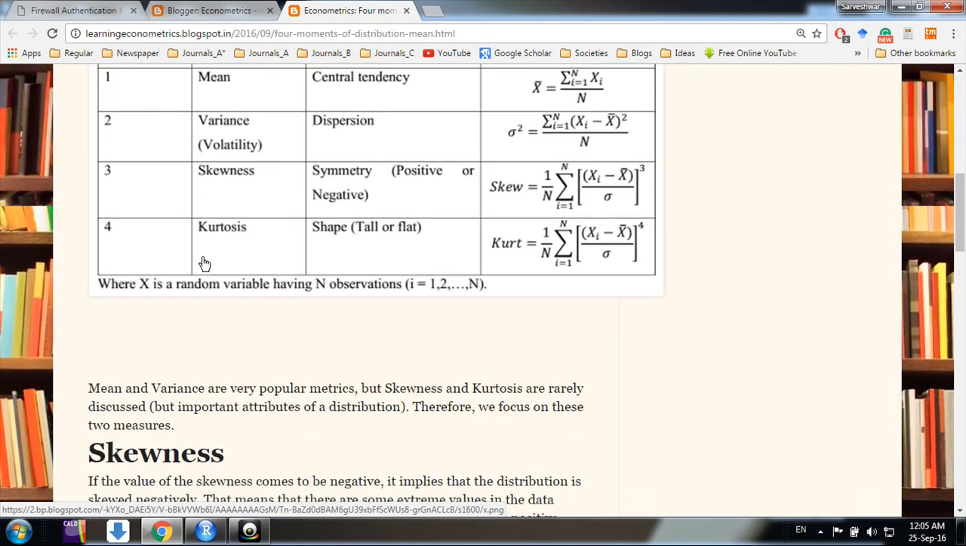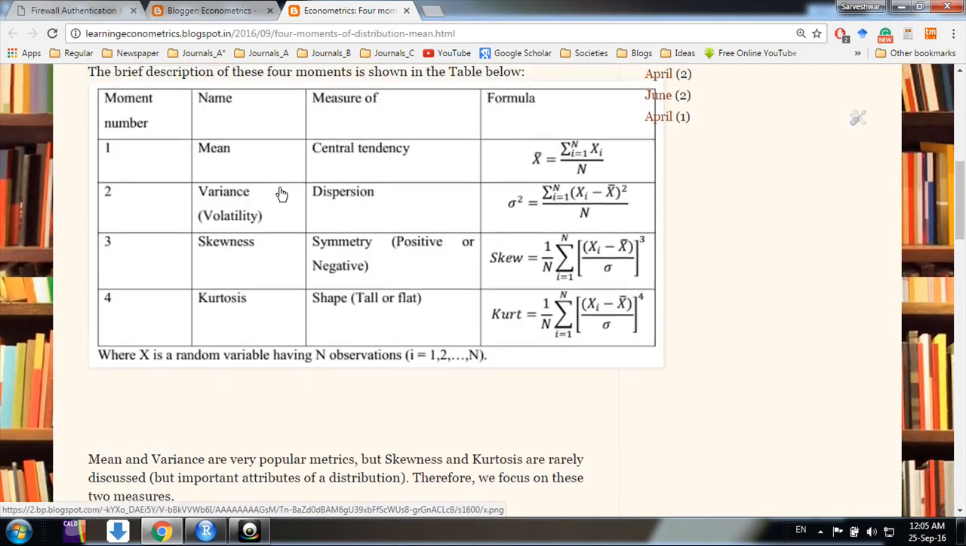Kurtosis shows us whether the distribution has fat tails or not. The higher the value, the distribution is called leptokurtic, and it has fat tails. The shape is tall. When the shape is flat, like below a normal distribution or much lesser, it's called a flat distribution.